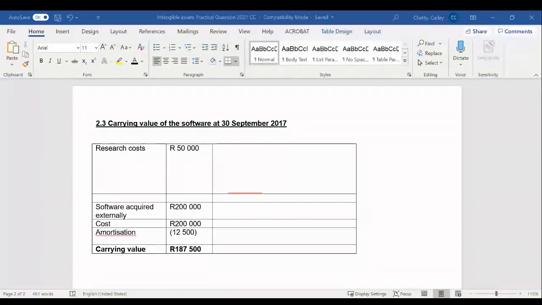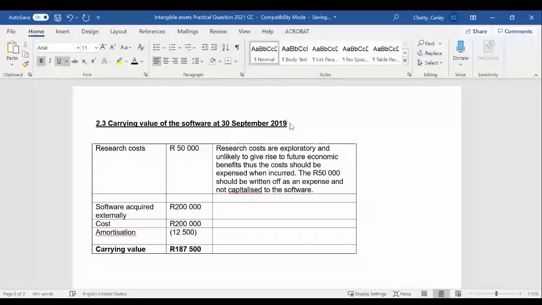So whichever one we do, it may not change the outcome. So the research costs alone are not going to give rise to future economic benefits. So the 50,000 Rand should be written off as an expense and should not be capitalized to the software. Even though it relates to the software, when we consider the research costs that are done to decide on the software, we'll see that there's no guarantee that there's going to be future economic benefits. So the research costs cannot be capitalized. They should be written off as an expense and not capitalized to the software.